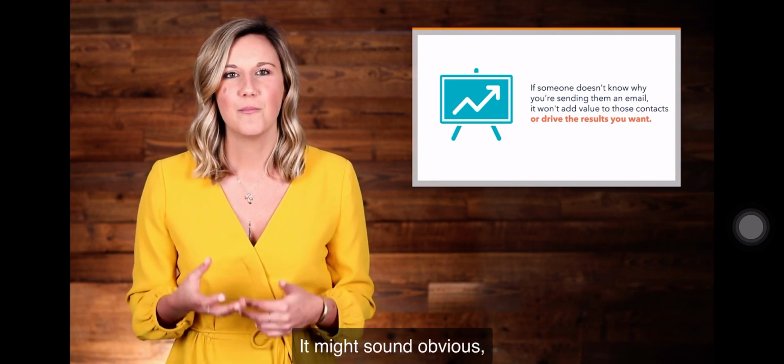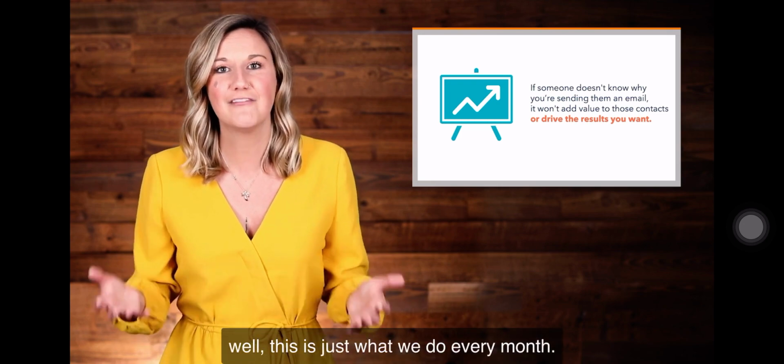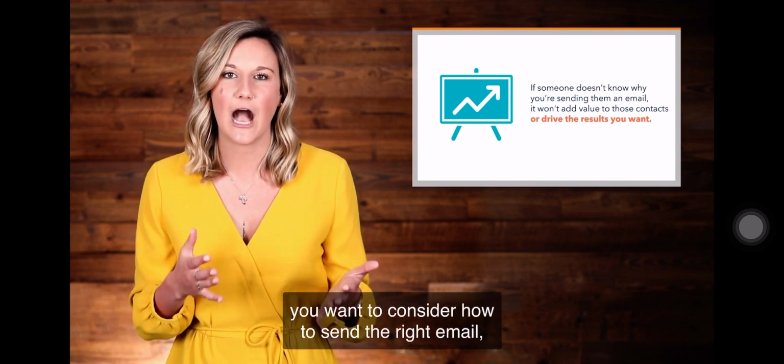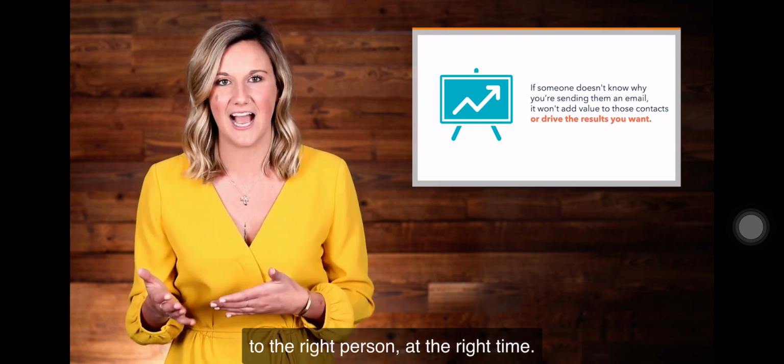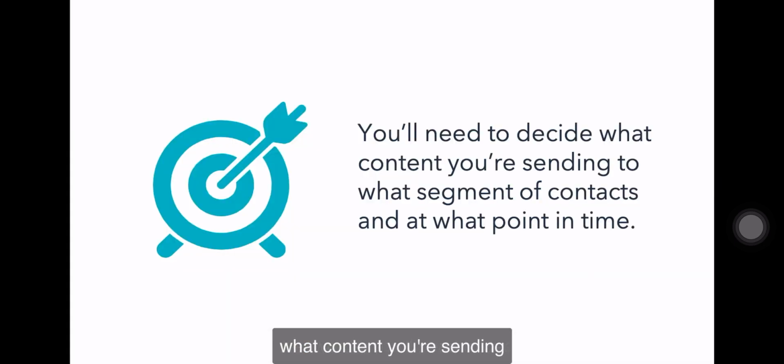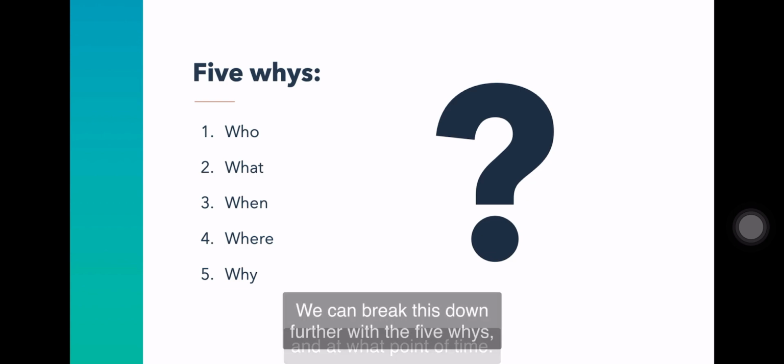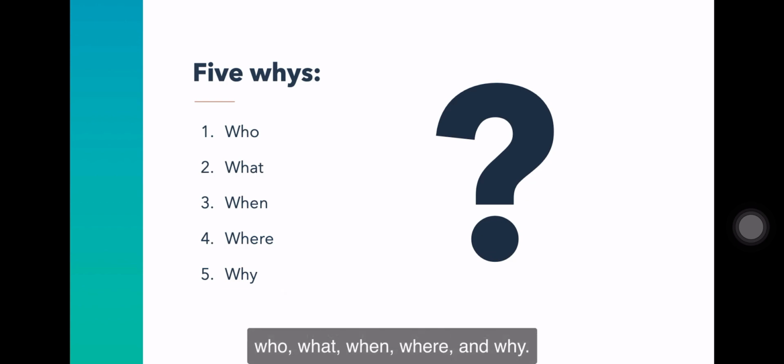It might sound obvious, but we can all get into the habit of thinking, well, this is just what we do every month. When setting the goal for your email, you want to consider how to send the right email to the right person at the right time. In other words, you'll need to decide what content you're sending to what segment of contacts and at what point of time. We can break this down further with the 5 Ws: who, what, when, where, and why.